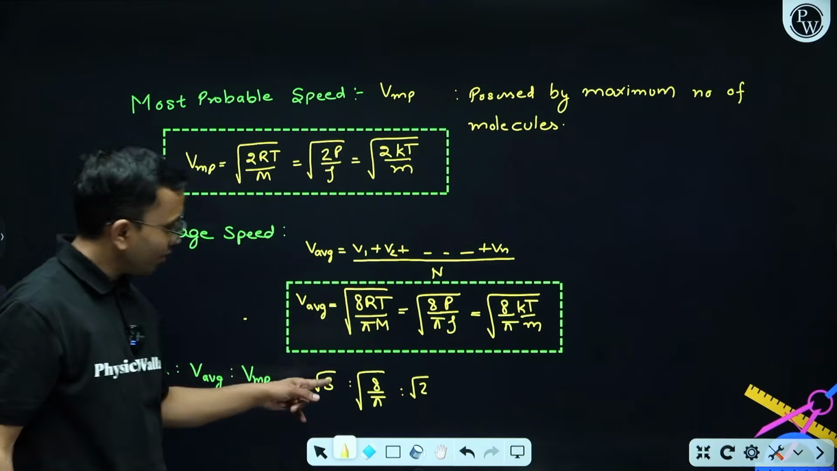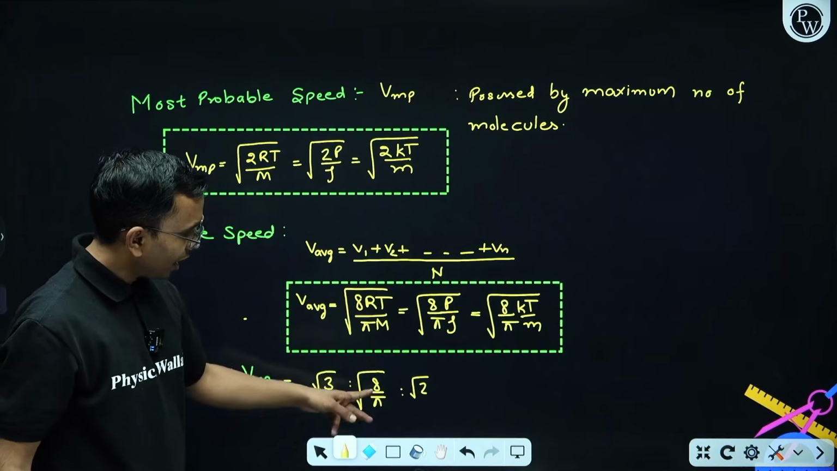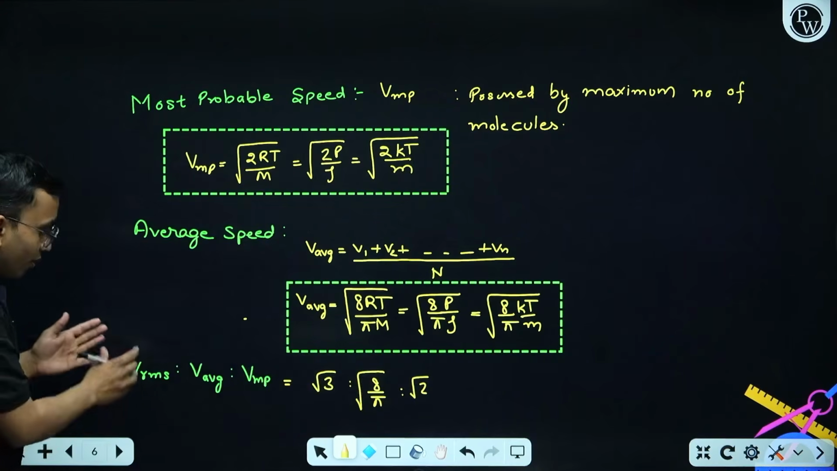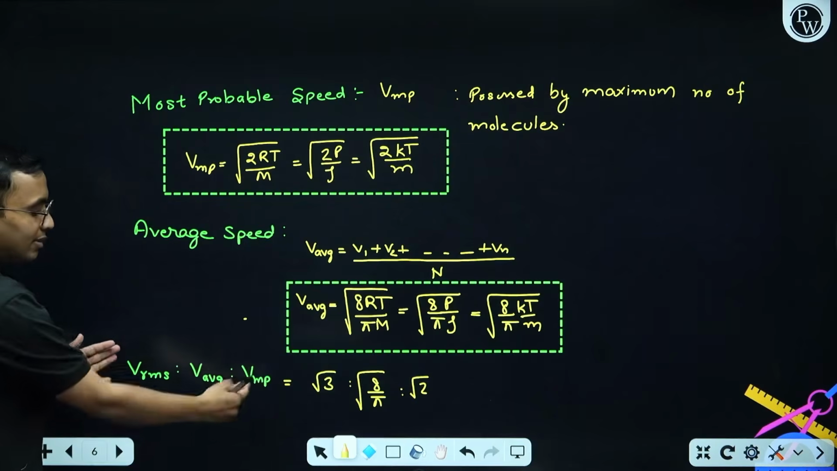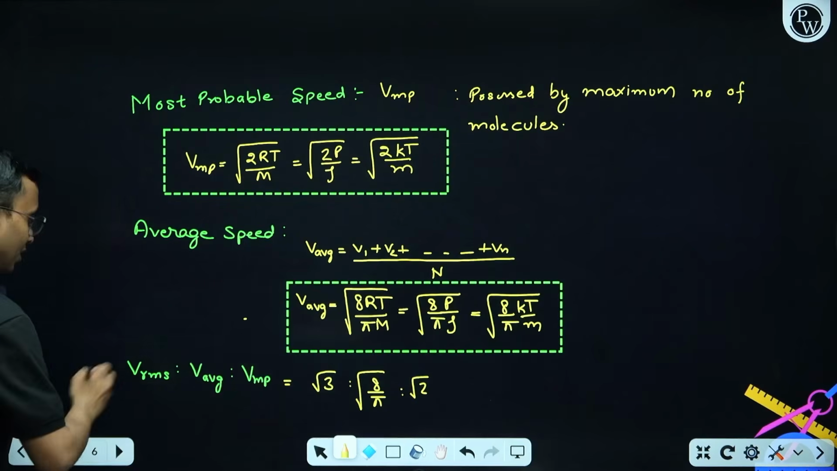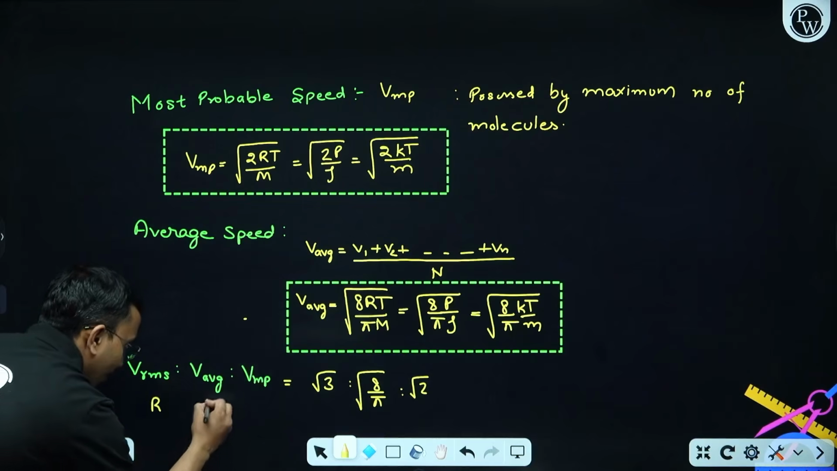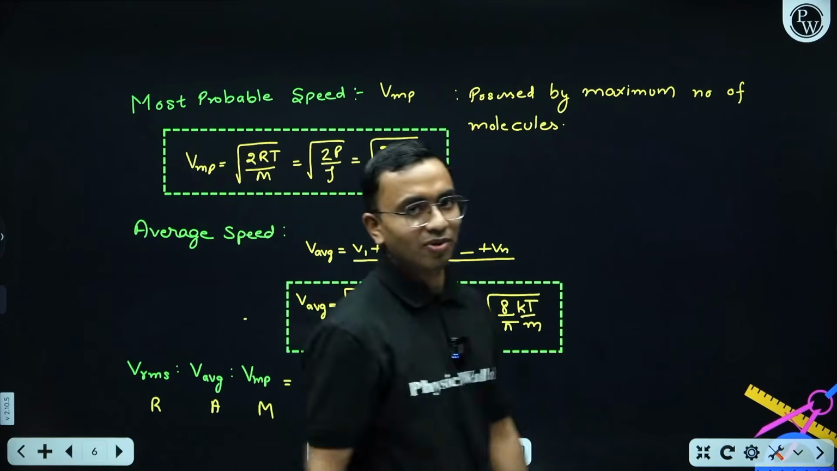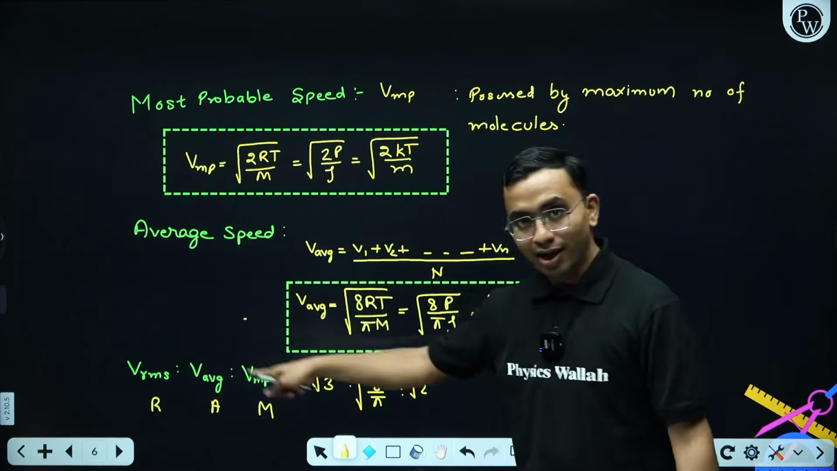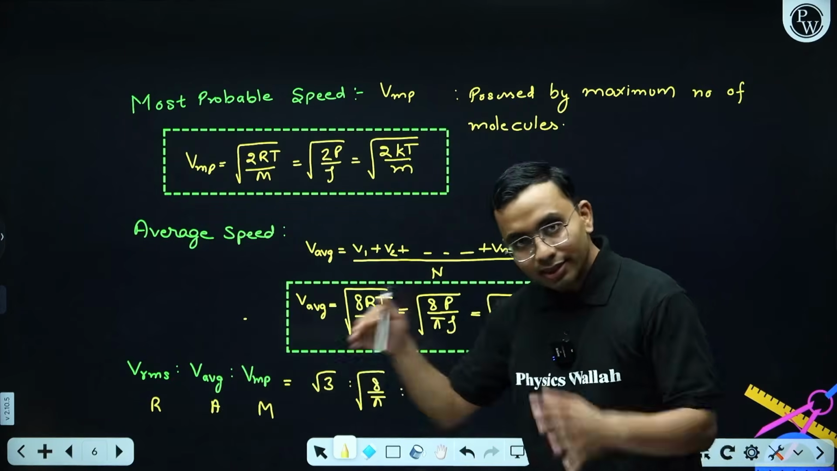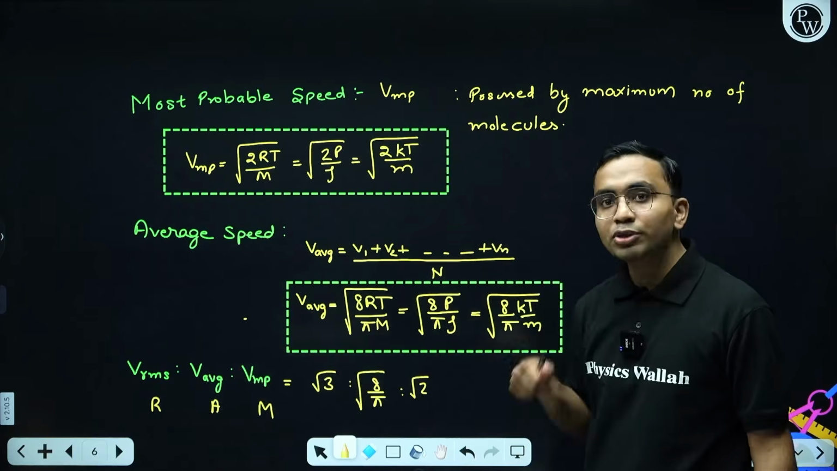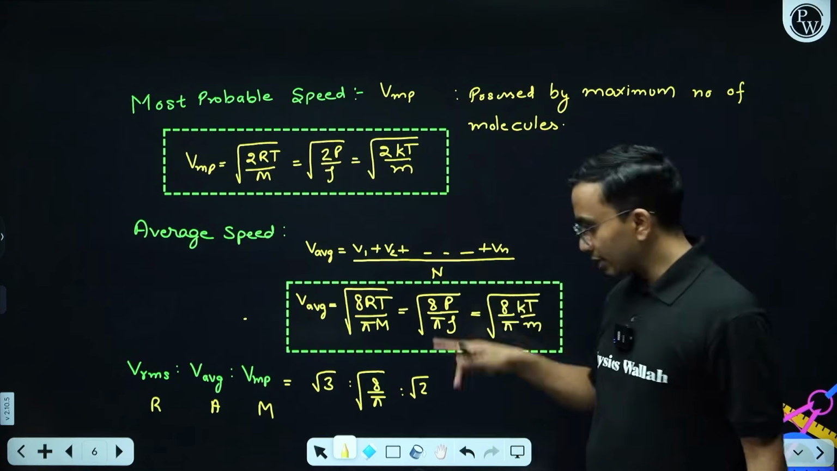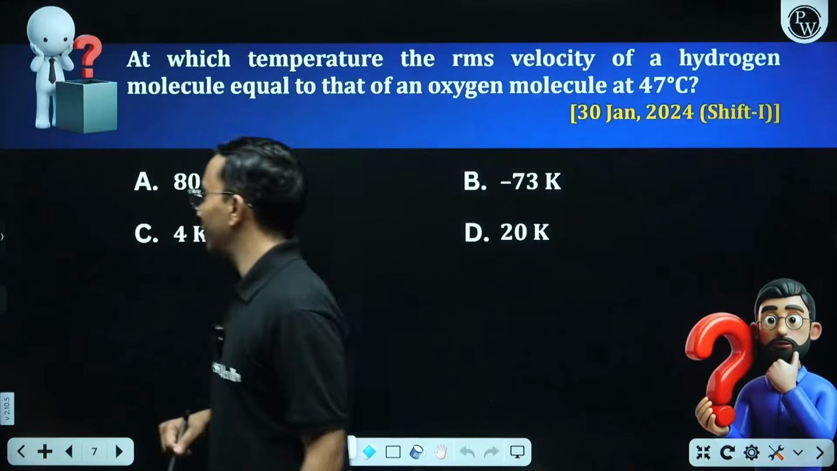So here 3 is the greatest one, 8 by pi is in between, and then we are having 2. So V RMS is greater than V average, and that is greater than the most probable. And you can remember it like this: R for RMS, A for average, and M for most probable. R, A, M, Ram, the name of Lord Ram. So R is the greatest one, A is in between, then we are having M. This order is many times asked. Find the ratio of these three, or find the ratio of any two. These types of questions are asked in Mains. So keep this ratio in your mind.